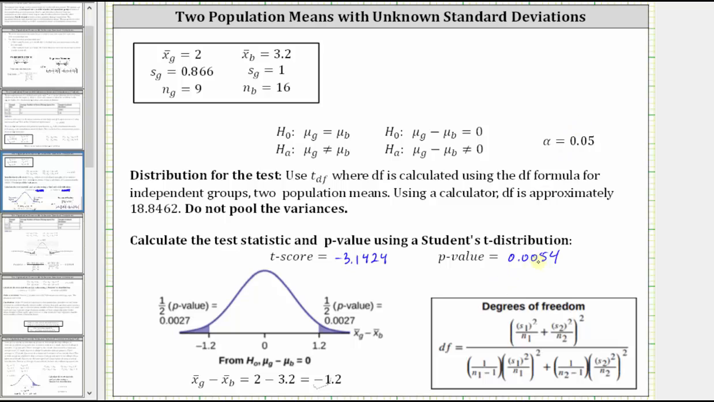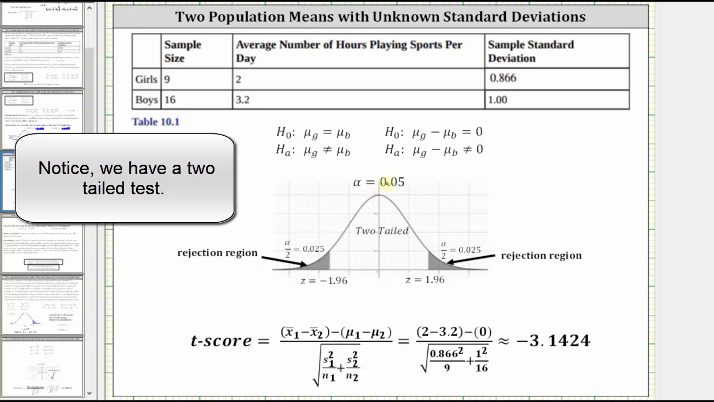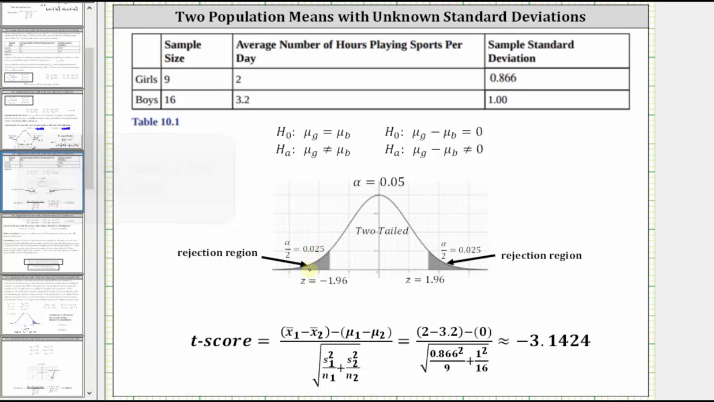Before we compare the p-value and the alpha, let's talk about the t-score of negative 3.1424. If we were doing this by hand, we would calculate the z-scores for an alpha of 0.05, which I've already done here. Notice the z-scores are 1.96 and negative 1.96. And then if we calculate the t-score by hand, notice how we get negative 3.1424, which we just saw on the 84. And notice how this is to the left of the z-score of negative 1.96, and therefore the t-score is in the rejection region, meaning we reject the null hypothesis.